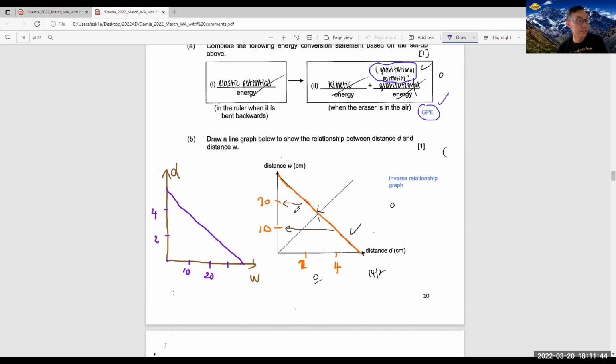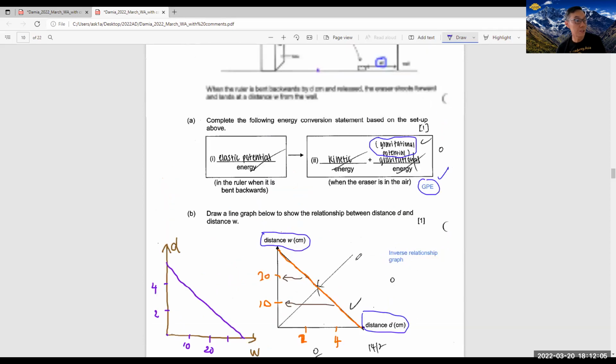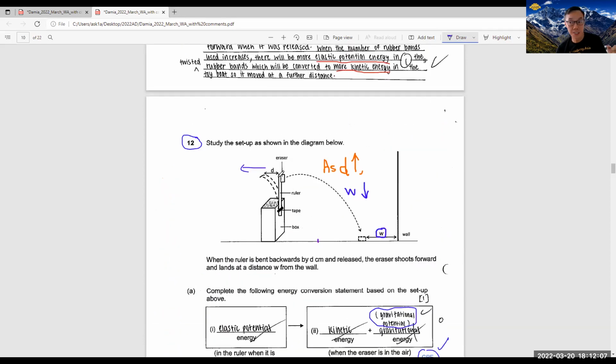Okay, initially, this is actually a blank. What they have given is a distance w and the distance d. So the student is supposed to draw lines on these two axes. Okay, I developed this method. So you can see here, I've actually added some units here. So the critical part is actually distance d.